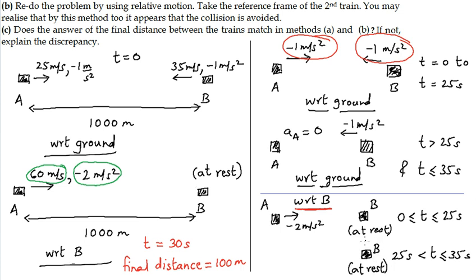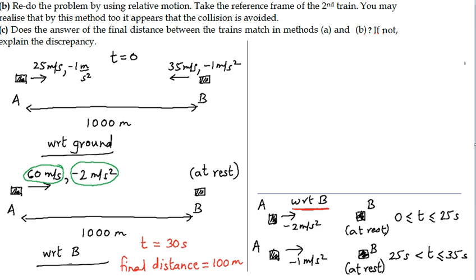train B, of course, is going to be at rest because the reference frame is attached to B. But train A is going to move with respect to train B with an acceleration of minus 1 meter per second square, which is got by subtracting B's acceleration from A's acceleration in the ground frame, taking the values which prevail from t greater than 25 seconds right up to t equal to 35 seconds. Now what this means is that our assumption that A's acceleration with respect to B was minus 2 meters per second square throughout the process was wrong.